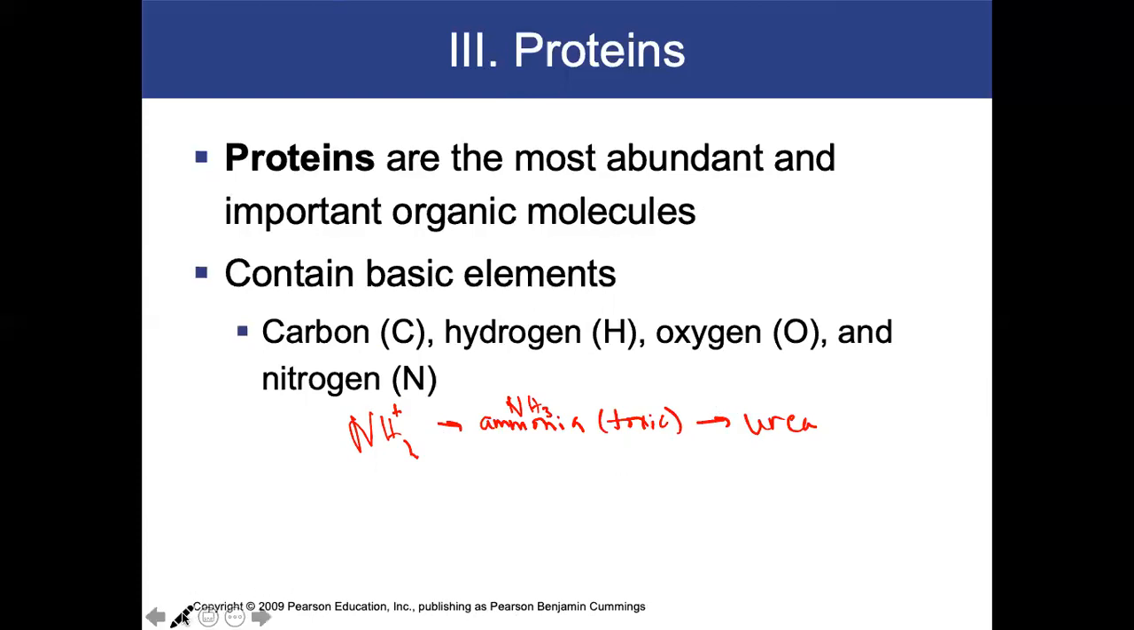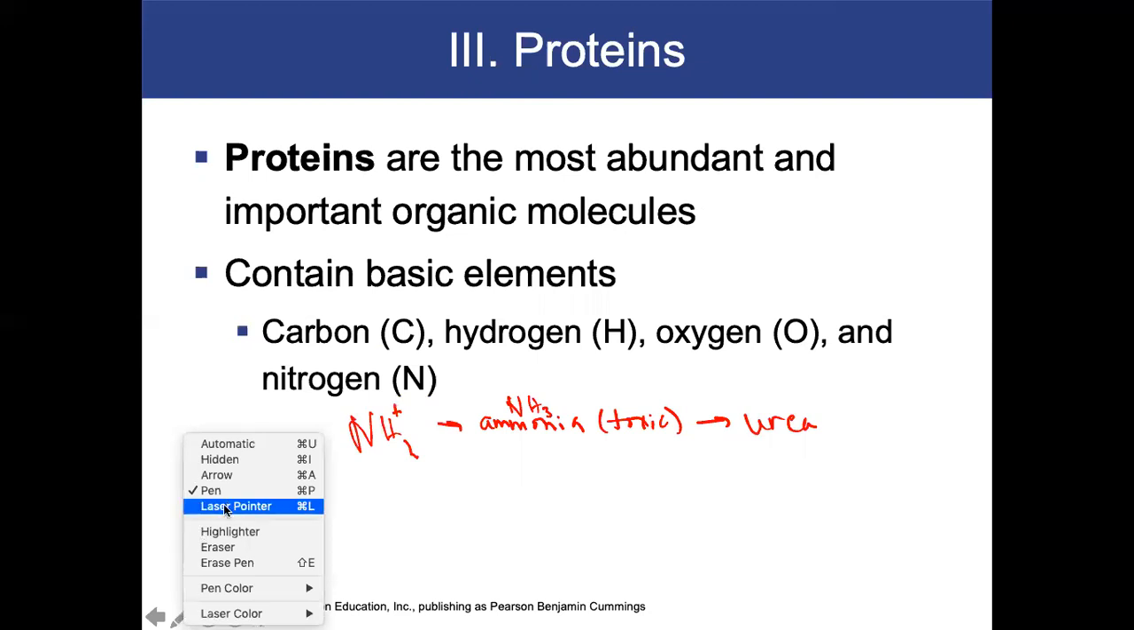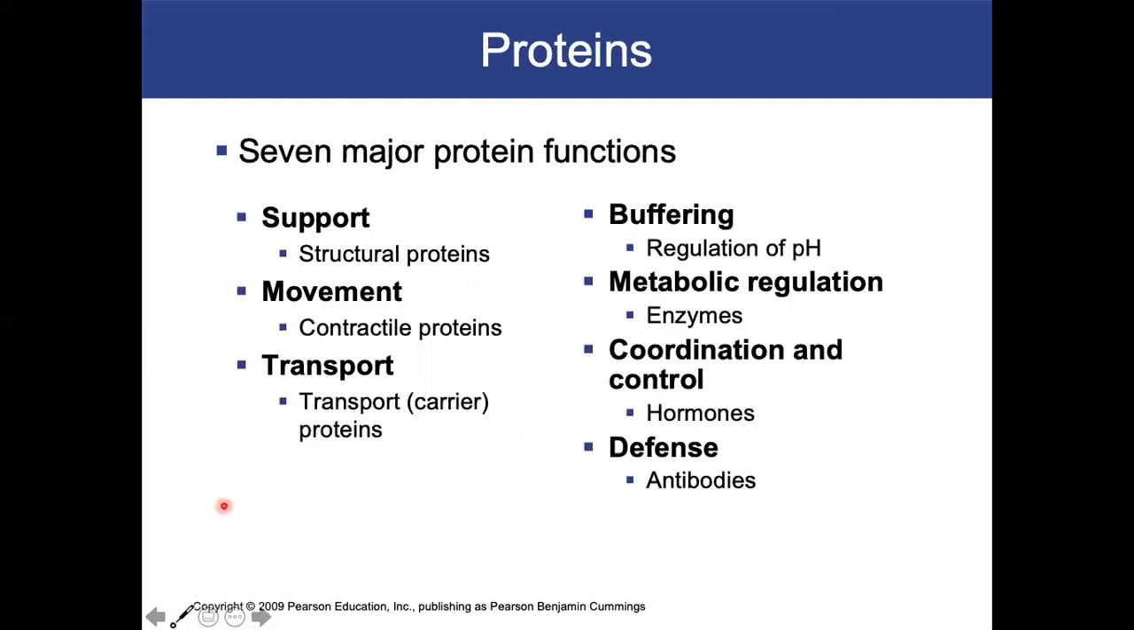Okay, so that's a little bit of metabolism, but let's get back to focusing on this. All right, so proteins, what do they do? They support, they provide movement, contractile proteins, right? They are carrier proteins, they transport stuff. They act as buffers, so they keep the pH stable. They regulate metabolism. Enzymes are an example of a protein that regulates metabolism. Coordination and control, hormones, and antibodies are defense proteins.